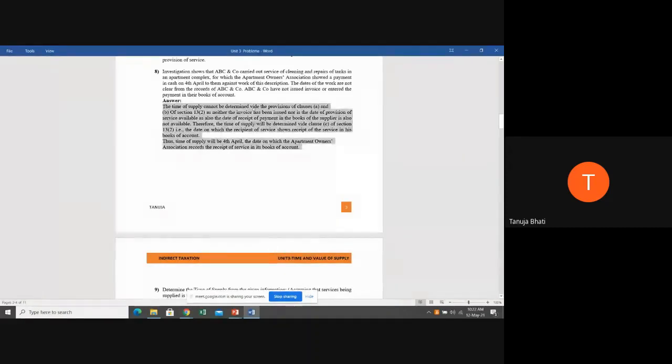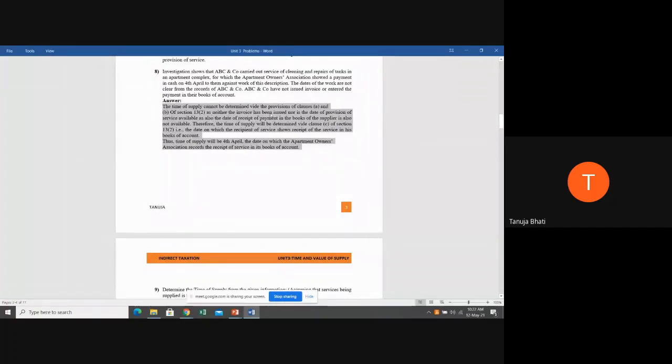The time of supply cannot be determined under clause A and B of section 13 subsection 2. So section 13 subsection 2 talks about forward charge in case of services. Clause A talks about the case where the invoice is issued within the prescribed time, and B talks about the case where the invoice is not issued within the prescribed time.